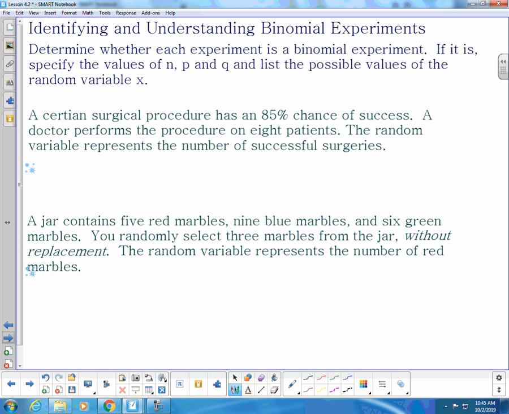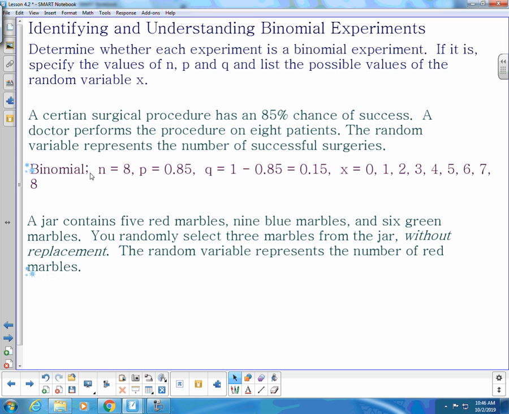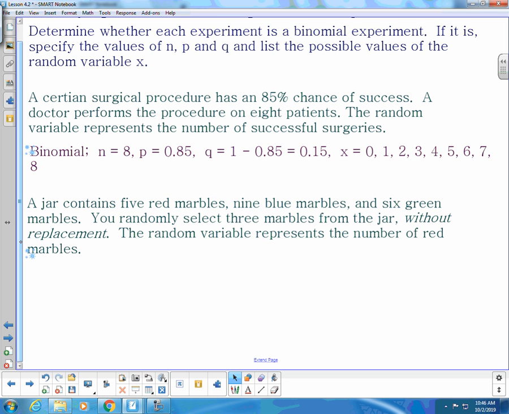So what is the N? How many trials are we? 8. There's 8 patients, okay? What is the P? What is the probability of success? 0.85, right? And what would the failure rate be then? 0.15, very good. And X is the number of successful surgeries. Okay? So X could be 0 all the way up to 8.